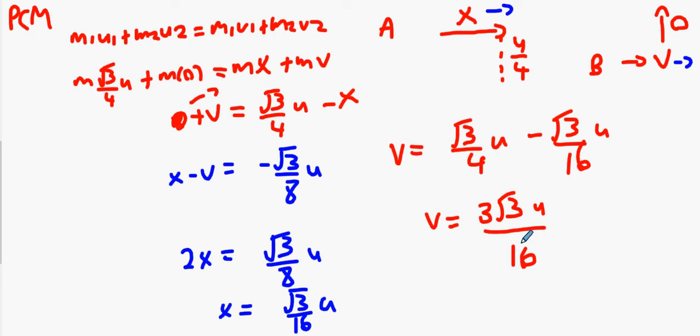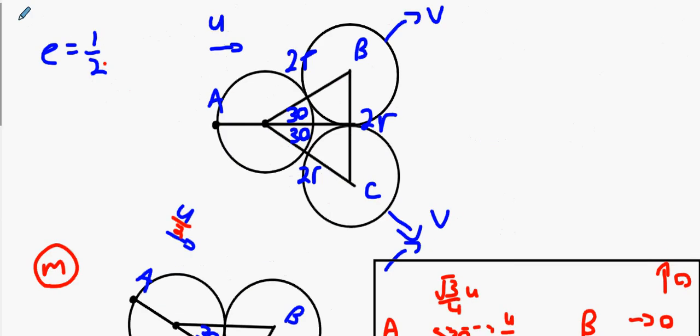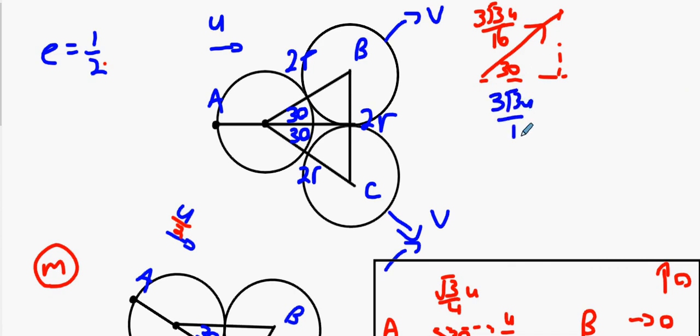So what we do next is that's your v value, and we have our x value. So our v value is 3 root 3 u over 16, right? So if you imagine this v value here for B is going 3 root 3 u over 16, and it's going up at 30 degrees. So we have its speed, but what I'd like to know is what is its velocity. So I can do 3 root 3 u over 16 cos 30. So I'll multiply this answer by cos 30, and we get 9 over 32 u.